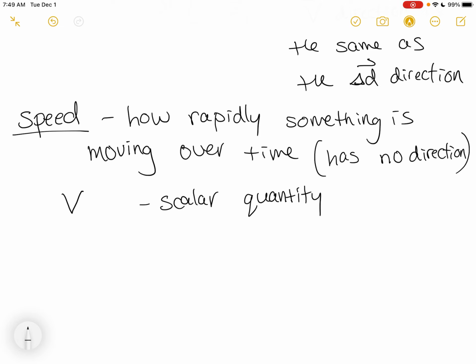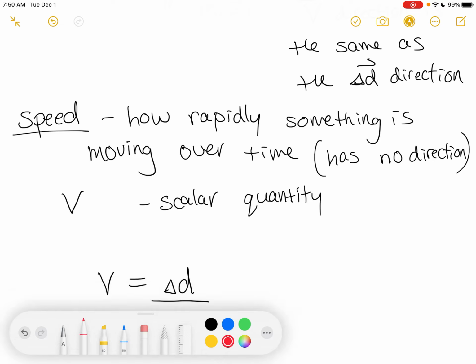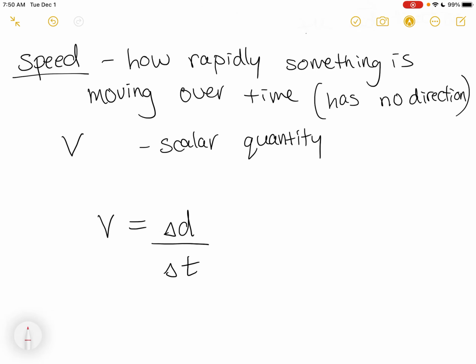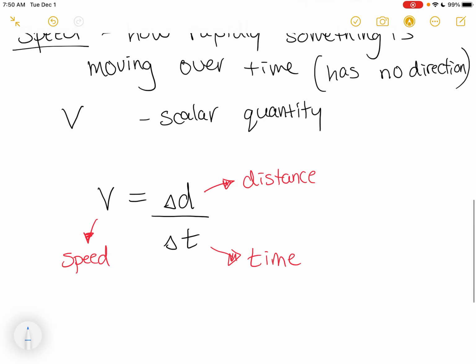When we're calculating speed, we're going to do our distance divided by our time. Notice that the formula looks very similar, except we are not using vectors. V is representing speed. Delta D we know is distance. We learned about that last week. And delta T is representing time again. To calculate our speed, we do our distance divided by our time.